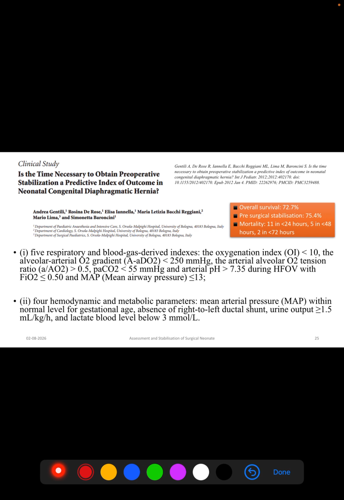तो ये धीरे धीरे अंडरस्टैंडिंग कब आई, when we started realizing and seeing a problem as a whole and not jumping into the problem कि भाई ये problem है, हमको इसको ठीक करना है और हम like it will sort out the thing. है ना। तो इस केस में यहाँ पर जो थी प्री सर्जिकल स्टेबलाइजेशन was achieved in 75.4% of the neonates and overall survival was 72.7%, and mortality was seen in 11 within 24 hours, 5 within 48 hours and 2 within 72 hours.